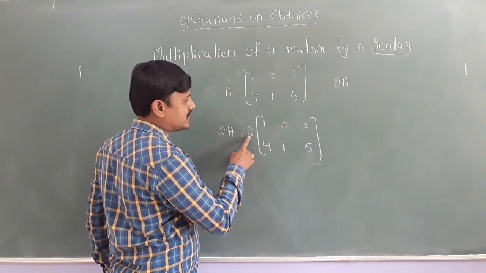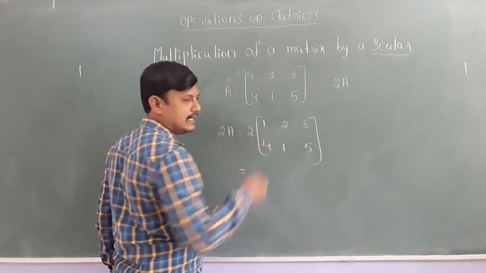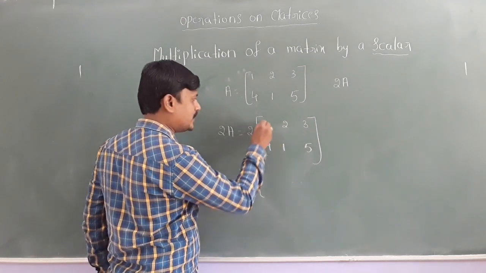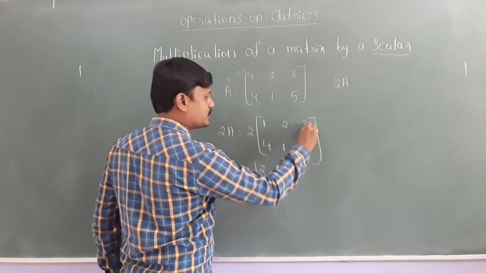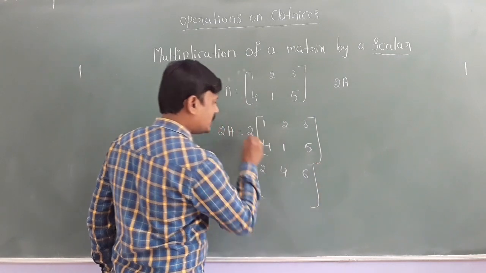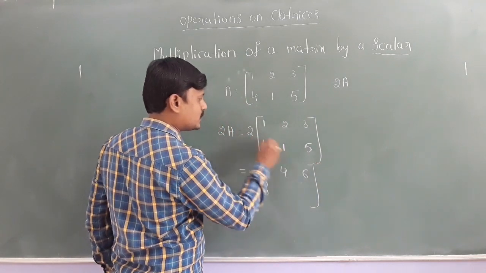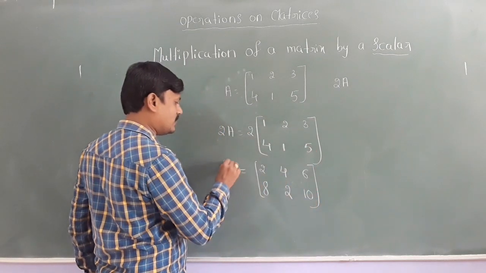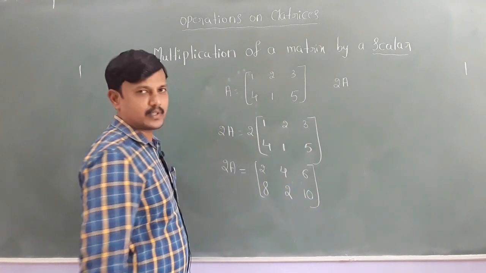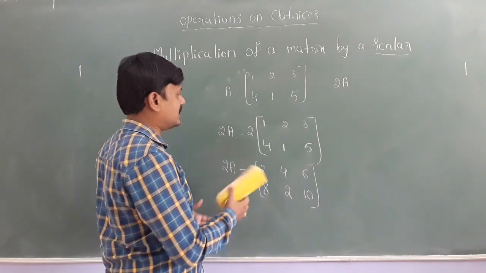Here this 2 is multiplied to all the elements of the matrix. 2 into 1 is 2. 2 into 2 is 4. 2 into 3 is 6. 2 into 4 is 8. 2 into 1 is 2. 2 into 5 is 10. It is the value of 2A. Right.